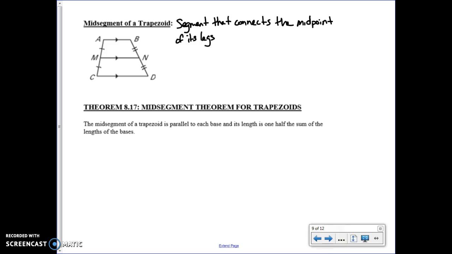The midsegment theorem for trapezoids says that the midsegment of a trapezoid is parallel to each base and its length is 1/2 the sum of the lengths of the bases. So let's write out what that means. So the midsegment length, so the length of MN is equal to 1/2 the sum of the bases. So we're adding the two bases together. So we have the length of AB and the length of CD.